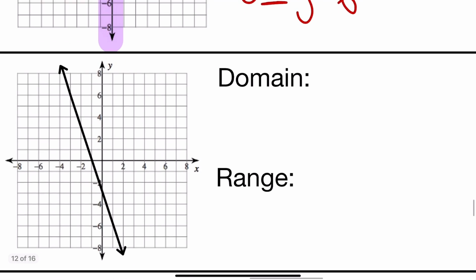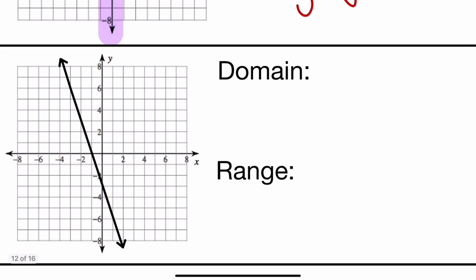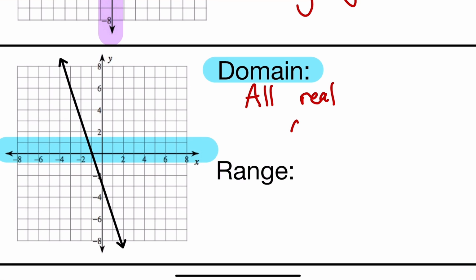Okay, last one we got here. Let's take a look at the domain first. Ooh, this looks different. This one has arrows on the ends. So remember, those arrows mean that they go on forever. They're going to go on for infinity going this way and infinity going the other way. So if that happens, there's no stopping point at all. It's just going to go on forever. Because of that, we're going to say that our domain is all real numbers.